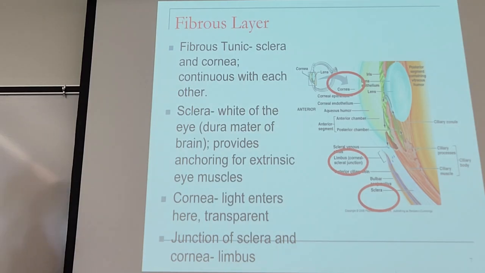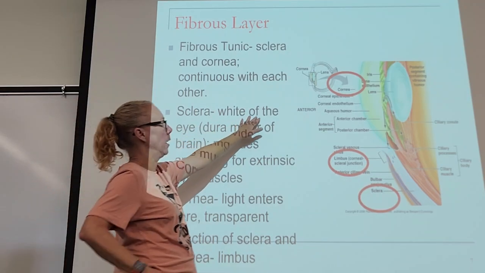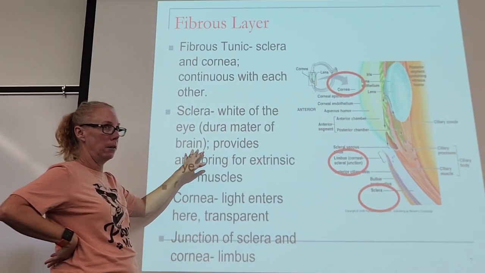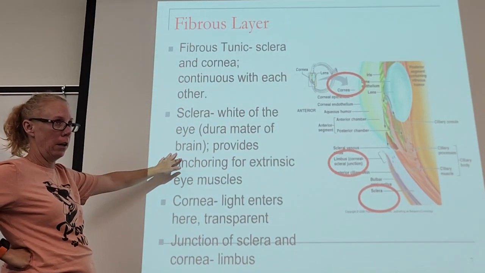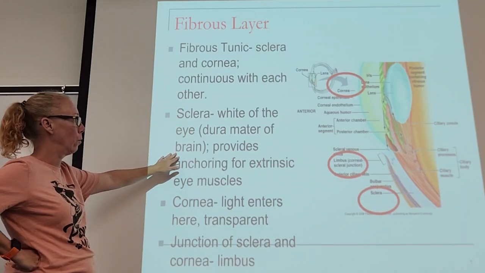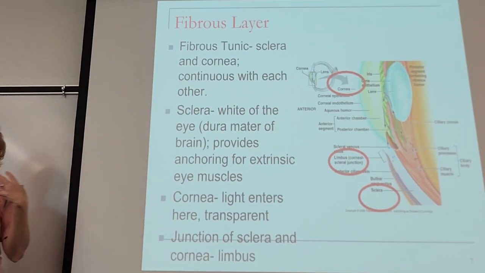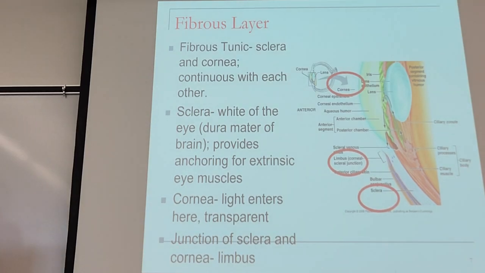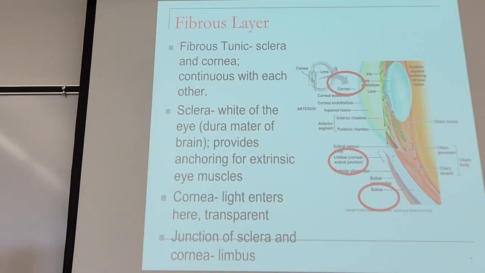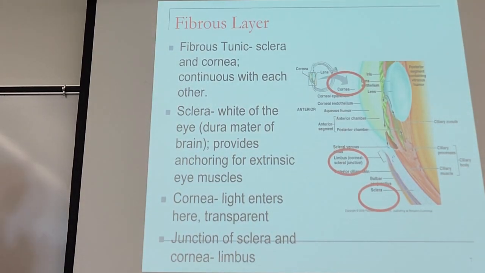So we know that the sclera is the white of the eye. It's actually an extension of dura mater of the brain, interestingly enough. So you are seeing brain matter when you look at the white of your eye. But because it's fibrous connective tissue, it gives an anchor for the musculature, the obliques and the rectus muscles that want to attach to it.